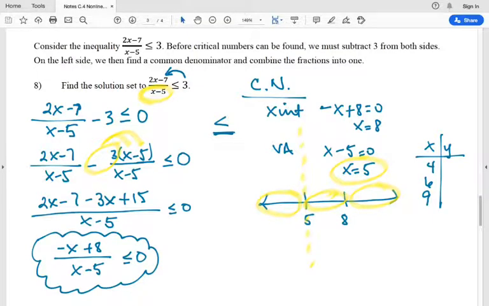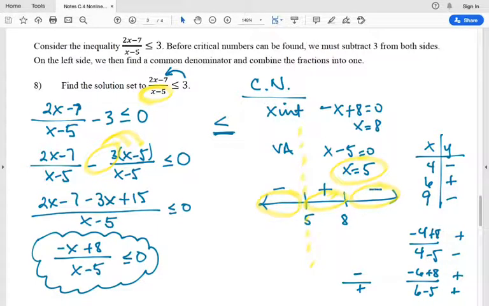So when I plug in 4, I'm doing -4 plus 8 over 4 minus 5. So that's a positive value over a negative value, which will be negative. And then we'll plug in 6. So we'll do -6 plus 8 over 6 minus 5. And that's a positive over a positive. So that's going to be positive. And then when we plug in 9, we're going to get a negative number over a positive, which will end up being negative. So it's negative here, positive here, and negative here.